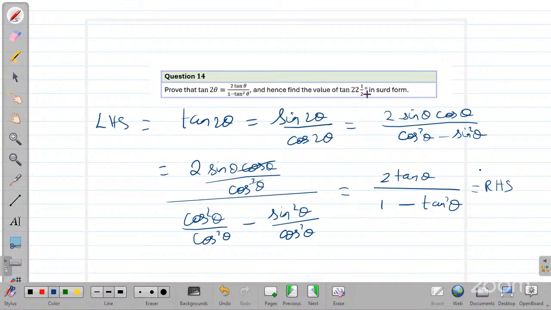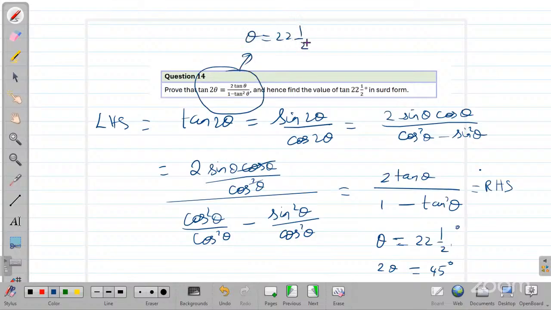Now, tan of 22 and a half. If you take theta equal to 22 and a half degrees, you'll get 2 theta equal to 45 degrees. And we know the value of tan 45 degrees. Okay, so I want you to solve this and tell me what is the answer for tan 22 and a half degrees by substituting theta equals 22 and a half degrees in the formula that we have over here. Do it and tell me the answer.